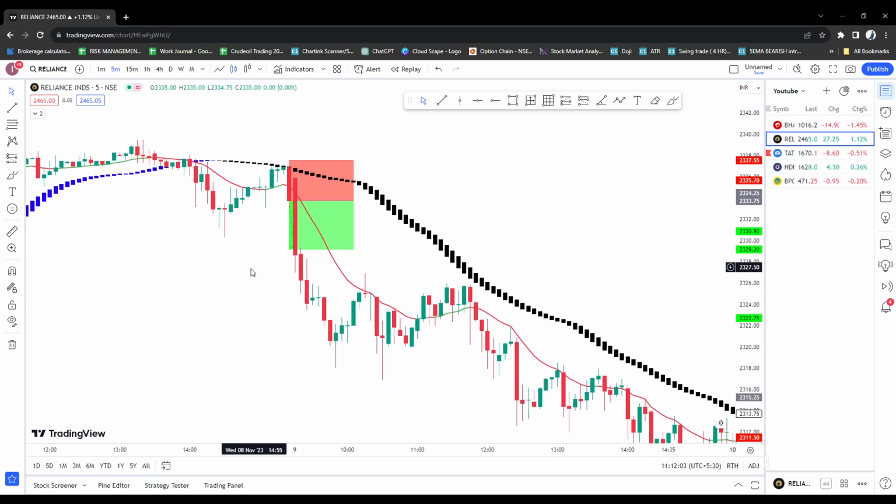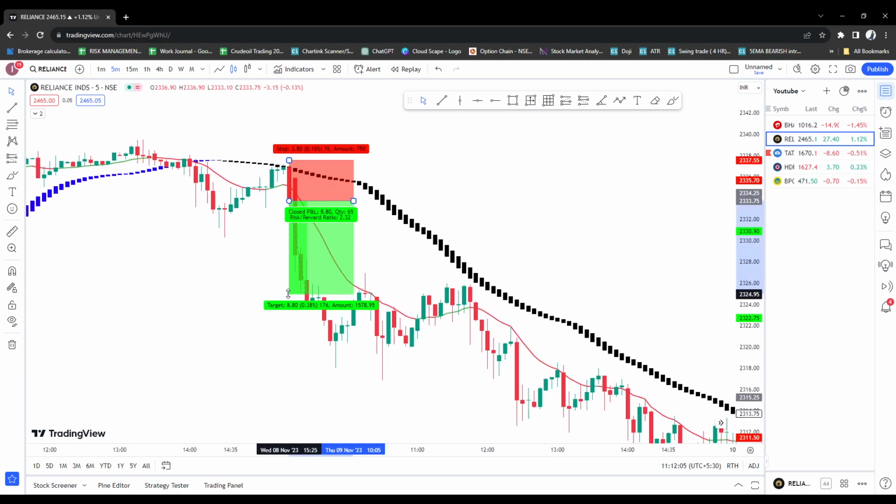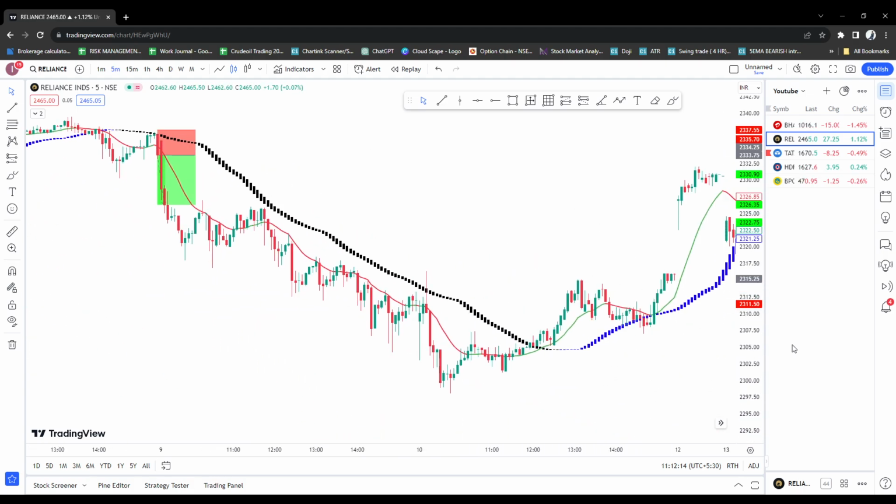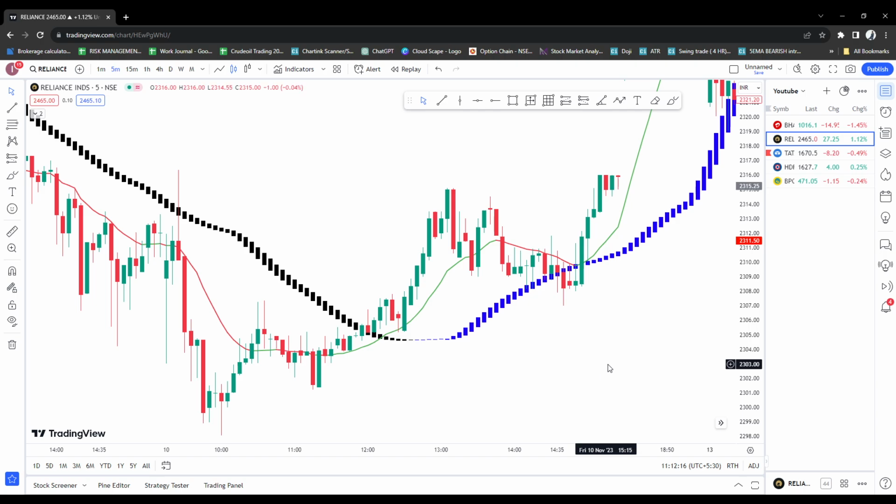Did we get a 1:2? I think we got more than 1:2. This is a 1:2. 1:2 is a minimum. Okay guys, 1:2 is a minimum. Take it forward if you are confident enough to hold the trades, please hold it. Next, let's see on the bullish one.